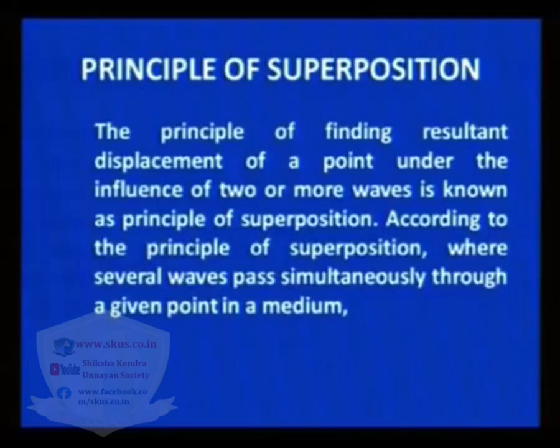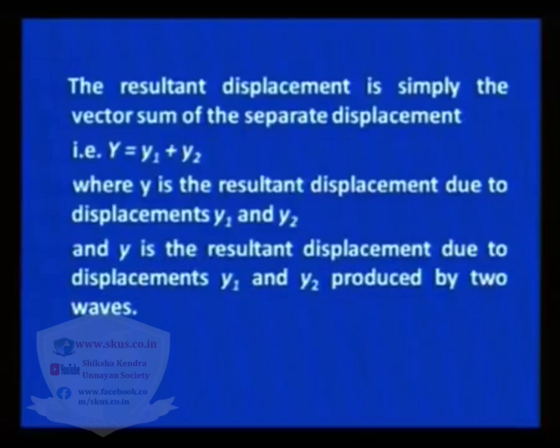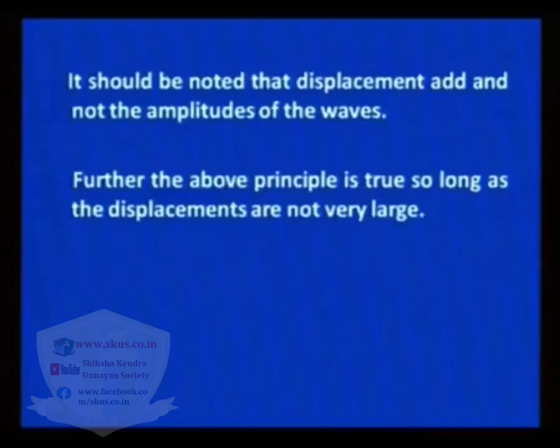According to the principle of superposition, when several waves pass simultaneously through a given point in a medium, the resultant wave displacement is given as the vector sum of the individual displacements of the waves, and you can express it for two waves as y is equal to y1 plus y2. It should be noted that displacements add, and not the amplitudes of the waves. We have to find the resultant by adding the displacements, not the amplitudes. Further, our principle is true so long as the displacements are not very large.